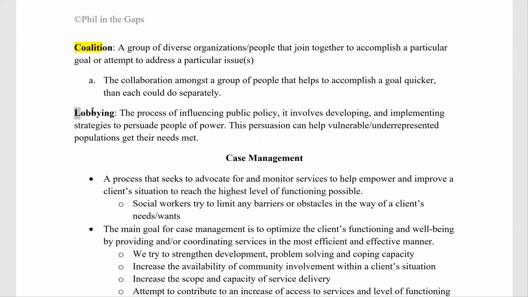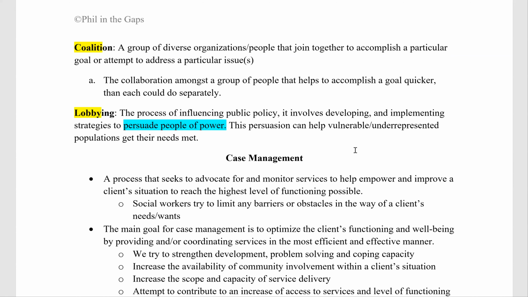Lobbying, key emphasis of lobby, you think of somebody sitting in a lobby, it's where people are sitting in a lobby and trying to influence policies in some way, shape, or form. Stated in a different way, it's the process of influencing public policy. It involves developing and implementing strategies to persuade people of power. So think of you sitting in a lobby waiting to talk to a person of power to persuade them to change something in order to empower vulnerable and or underrepresented populations to get their needs met.